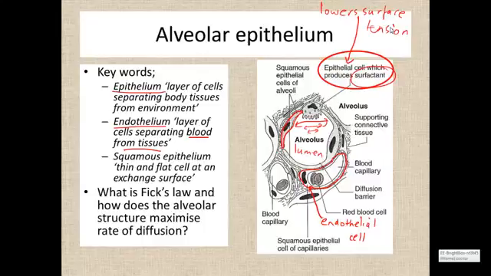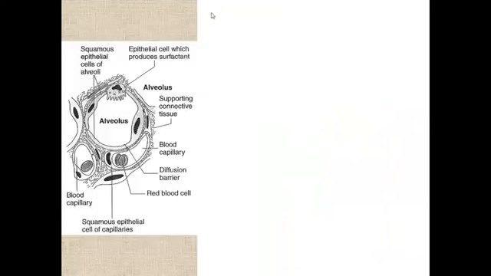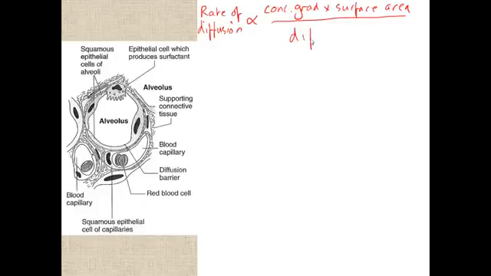Okay, we need to think about Fick's law and how the alveolar structure maximizes the rate of diffusion. Let's start by writing out Fick's law. Fick's law states that the rate of diffusion is proportional to the concentration gradient multiplied by the surface area divided by the diffusion distance. So any way we can make the numbers on the top larger and the number on the bottom smaller, then we can speed up the rate of diffusion.